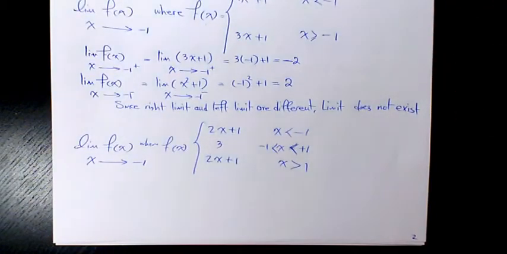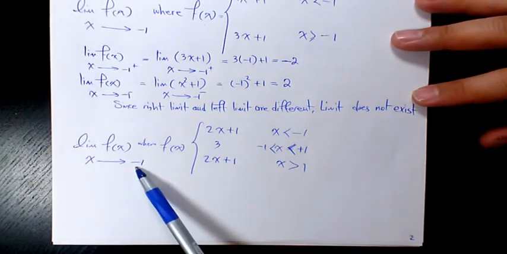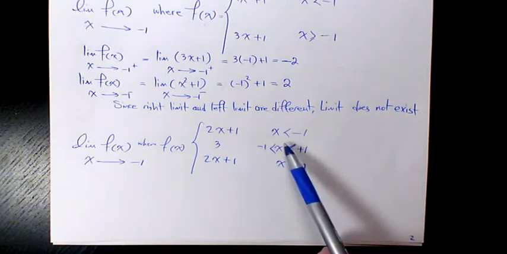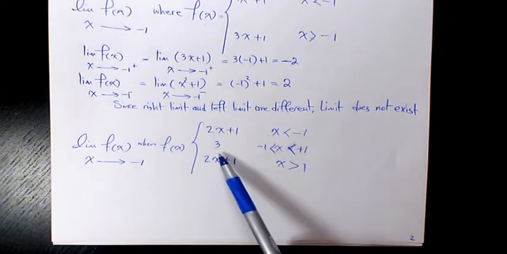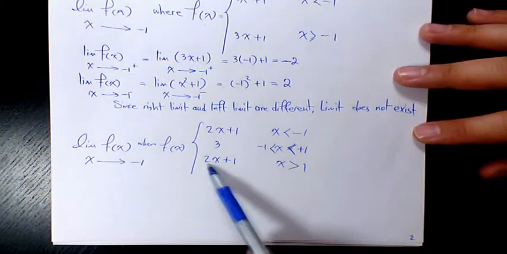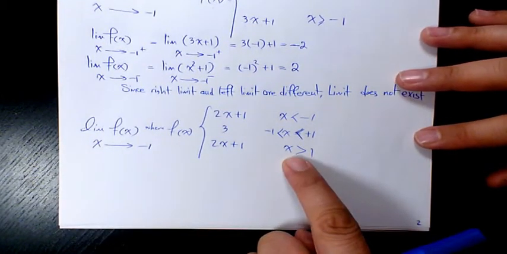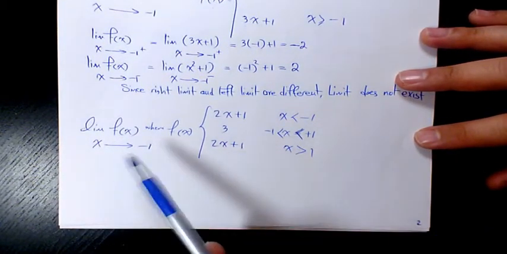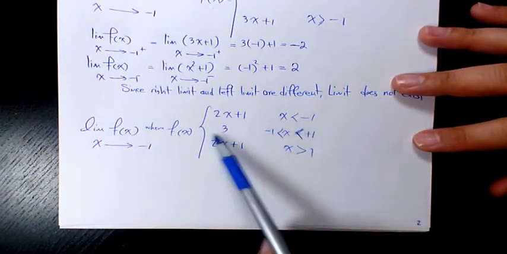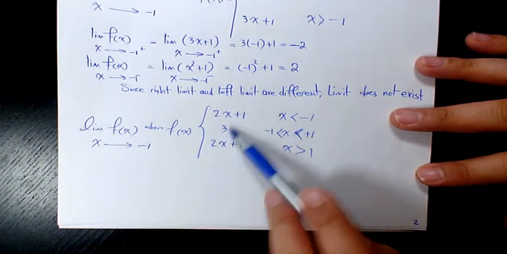Next one. We need to find our limit of f of x when x is approaching -1 and f of x is 2x plus 1 for x values less than -1, is equal to 3 for x values between -1 and +1, and 2x plus 1 for x values greater than 1. So in this case, sometimes they can give you find out the limit of f of x when x is approaching 1 or x is approaching -1 or both of them. In this case it says x is approaching -1, so we just deal with these two.